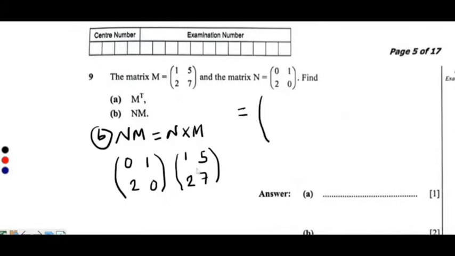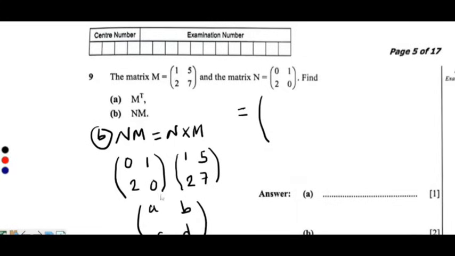So this is a 2 by 2 matrix. You are multiplying a 2 by 2 matrix with another 2 by 2 matrix. So your answer should also be a 2 by 2 matrix, okay? Which is going to just have 4 entries like this. You have one entry there, another one here, and here. This is how your answer should look like.